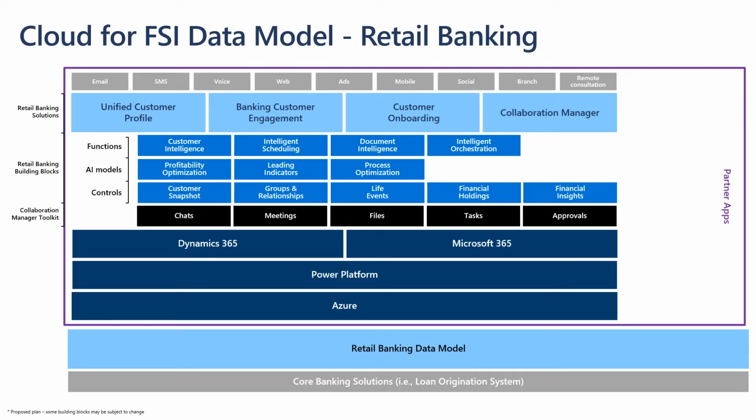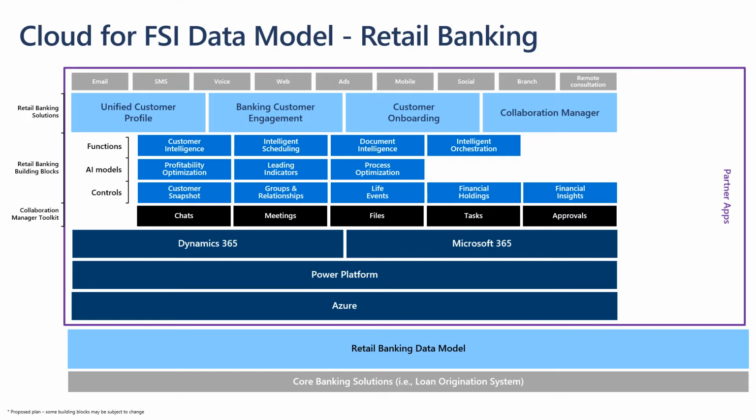The component layer includes functional capabilities like AI models, controls, and collaboration tools purpose-built to power key banking scenarios. These are made available through the new solutions like Unified Customer Profile, Banking Customer Engagement, Customer Onboarding, and the FSI Collaboration Manager. Now let's take a closer look at the capabilities around the value chain.